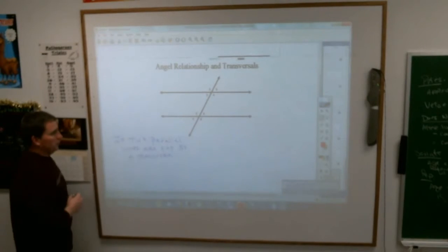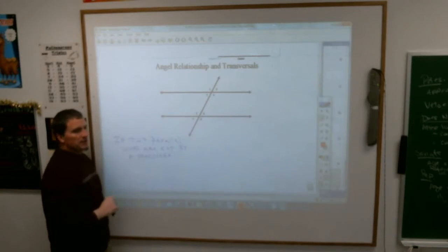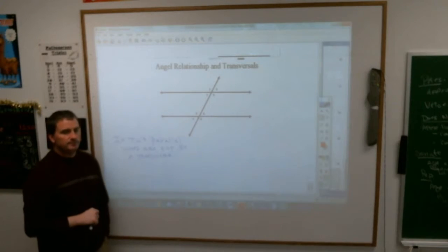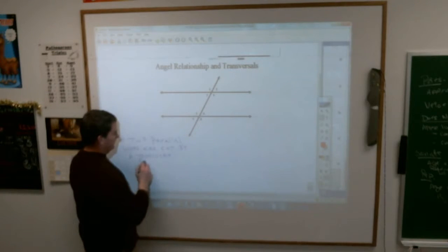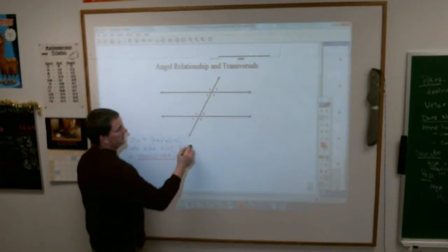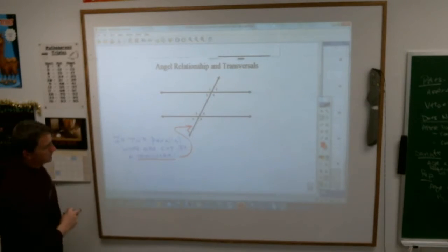Now, let me give you a few. You've got three lines there. This one, this one, and this one. Which line do you think is the transversal? Sammy? The middle one, the diagonal. Yeah, the diagonal one. The line that cuts the two lines. This is the transversal.